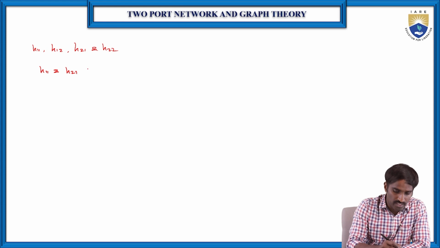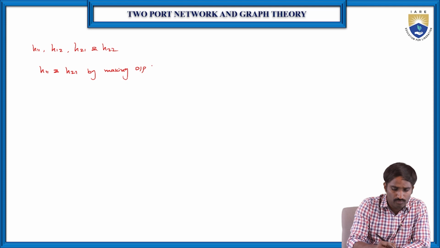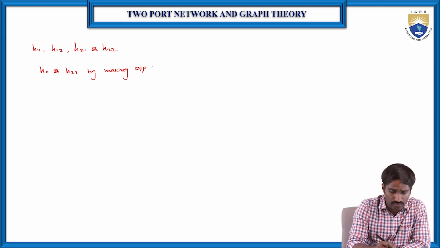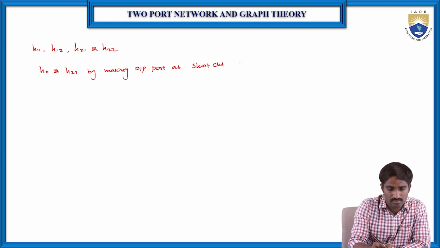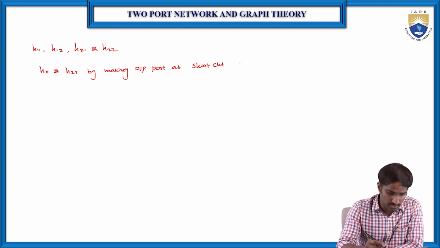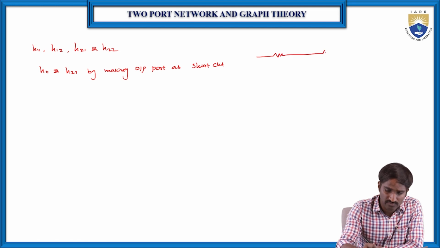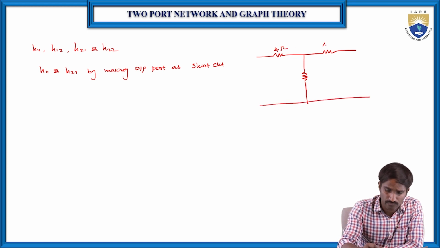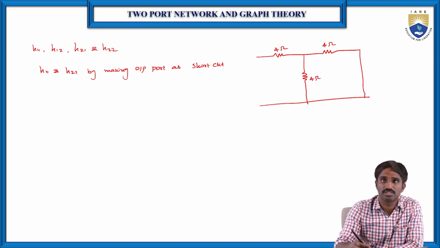By making the output port a short circuit, let me redraw the circuit. Here it is a T network, or star network, having equal resistances of 4 ohms, 4 ohms, and again 4 ohms. We are making the output terminal a short circuit.